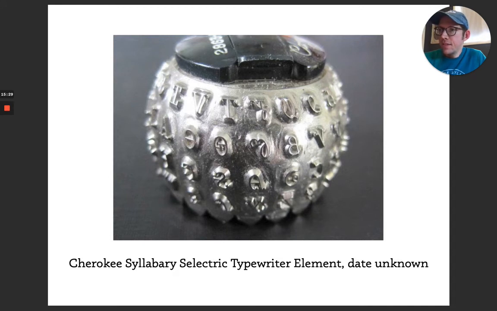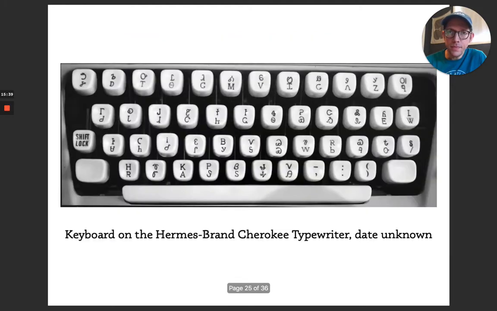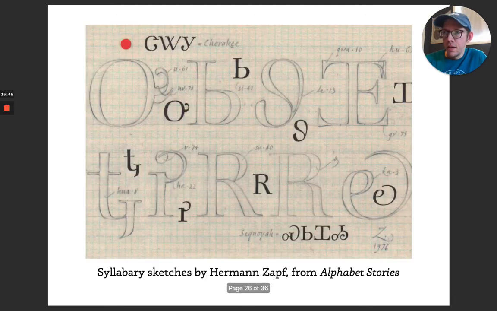Here are a few slides showing the syllabary's adaptation to different technologies. So this is a Cherokee Syllabary IBM Selectric typewriter element. And here's a Hermes brand Cherokee typewriter keyboard. And then we get a little more into modern type design.